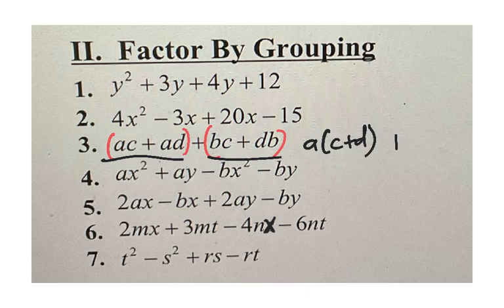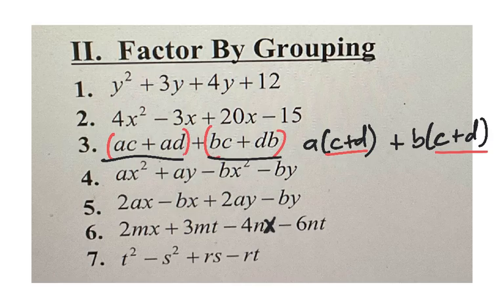Now for the second group, BC and DB, they both have a B, so B is my GCF. If I factor a B out, it leaves me with C plus D. Now for grouping to work, the parentheses must match. The parentheses do match. Check the box. We did good. I'll explain more of this later if you guys have questions.